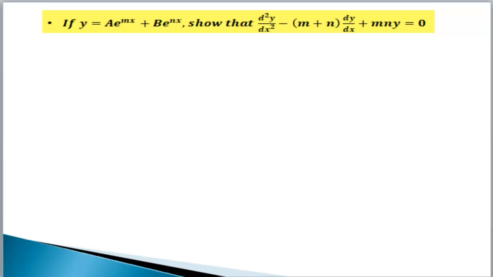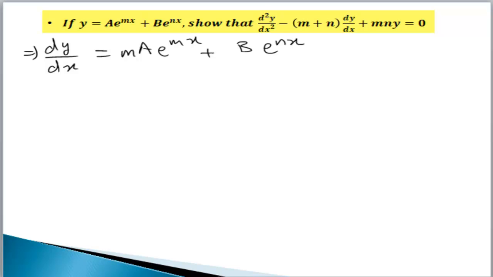So we'll be differentiating it twice. We'll find dy over dx as well as d square y over dx square. Now first going for dy over dx. It will be a times derivative of e to the power mx, which is e to the power mx, and then derivative of mx will be m. In the same manner, in the second part, b into derivative of e to the power nx, which will be e to the power nx multiplied with n. So dy over dx is obtained.